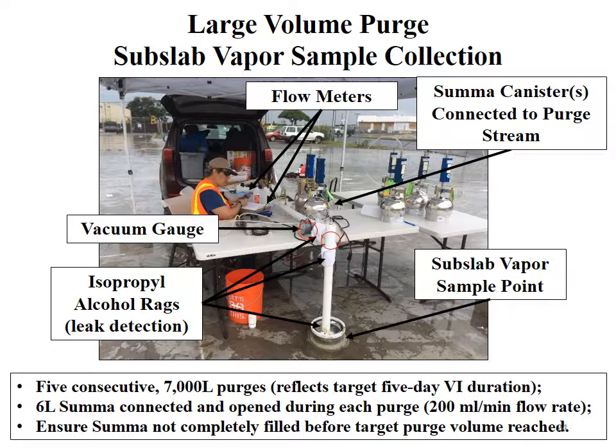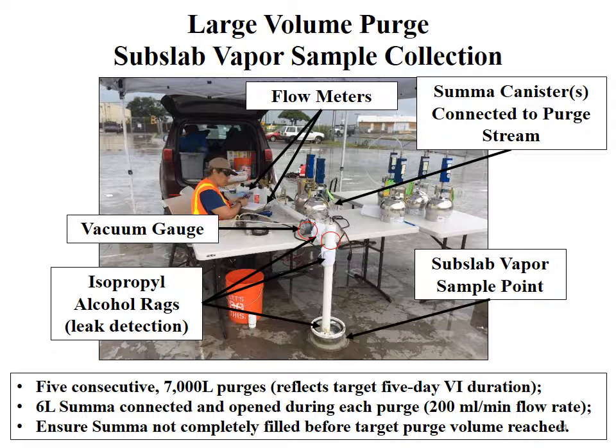So you see the PVC pipe extending up from the Subslab Vapor sample point to the top of the table. At the top is a vacuum gauge to monitor the vacuum on the sample point. Again, this goes across the table, hooks up to the shop vac in the back. And the consultant here is monitoring purge meters or flow meters during the purge to determine we reached a 7,000 liter target purge volume. Summa canisters are tapped into the purge stream. So when the shop vac is turned on, the Summa canisters are opened, and then once you reach 7,000 liters, the Summa canisters are closed.